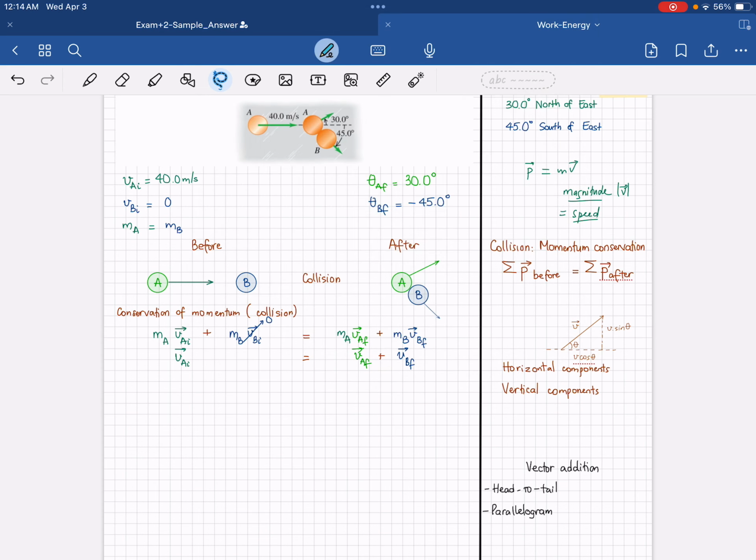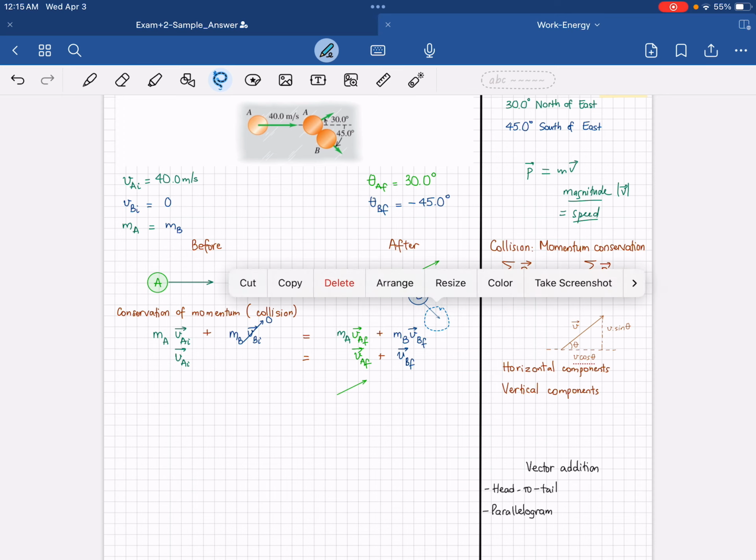Anyway, from here we can see that the conservation of momentum turns out to be conservation of velocity, in this case where the masses are the same, so they cancel each other on both sides. It means that if we add these two final velocities, they should equal the initial one here. So let's copy them and keep the same direction.